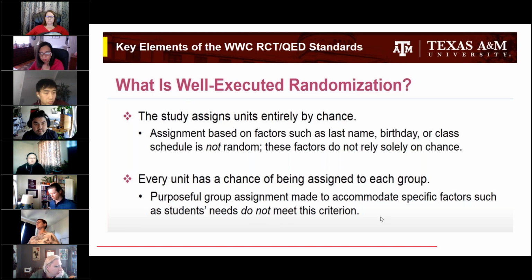For example, you have a group of students and you say, oh, I want to assign more students who are on free and reduced lunch to the treatment group. So that is not fair for those students who were not on free and reduced lunch, because students on both conditions do not have the same chance of being assigned to each group.